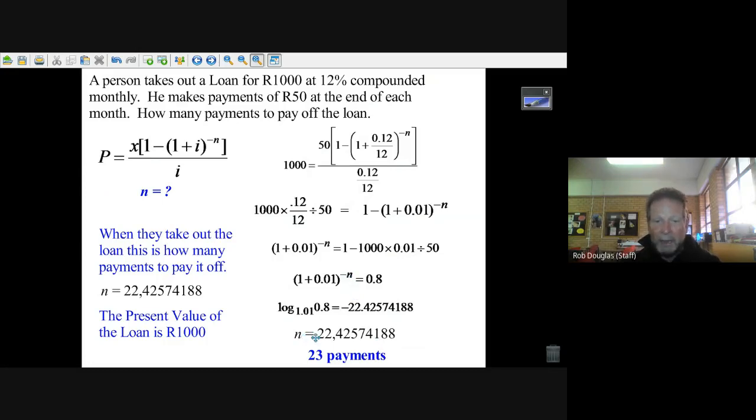That means that N equals 22.42574188. So there's 22 payments and then a fraction of a payment. Well, you make a payment at the end of the month. The last one won't be as much. There'll be 23 payments. But we've figured that out by finding out what N is, which is the number of payments. I hope this helps. That's how you find the number of payments.